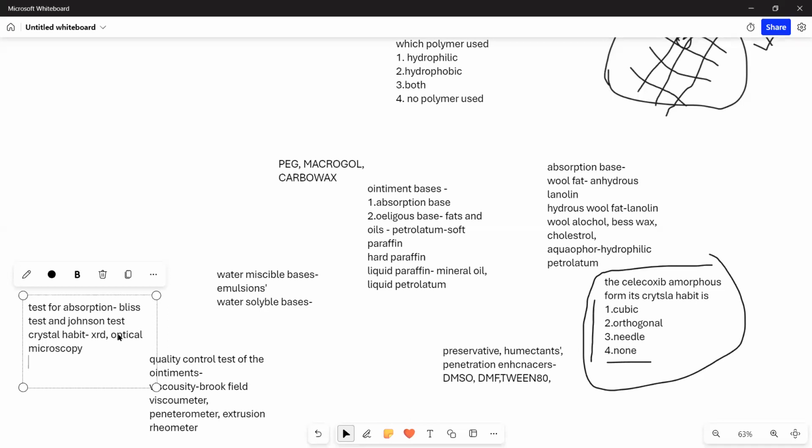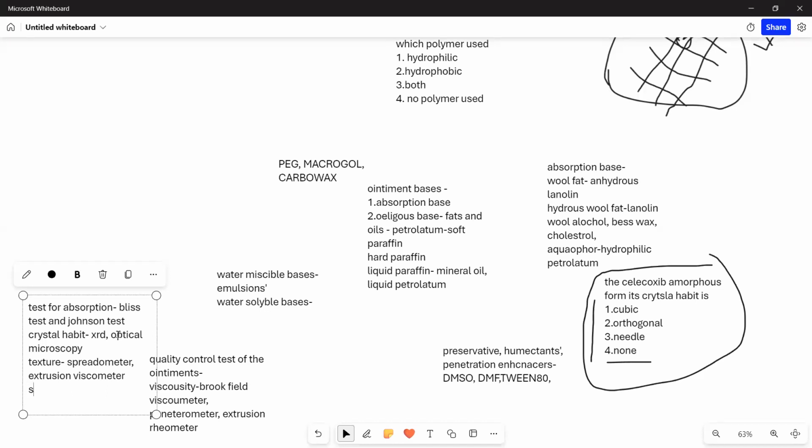So next, to determine the texture of an ointment, we can use equipment like a spreadometer or an extrusion viscometer.